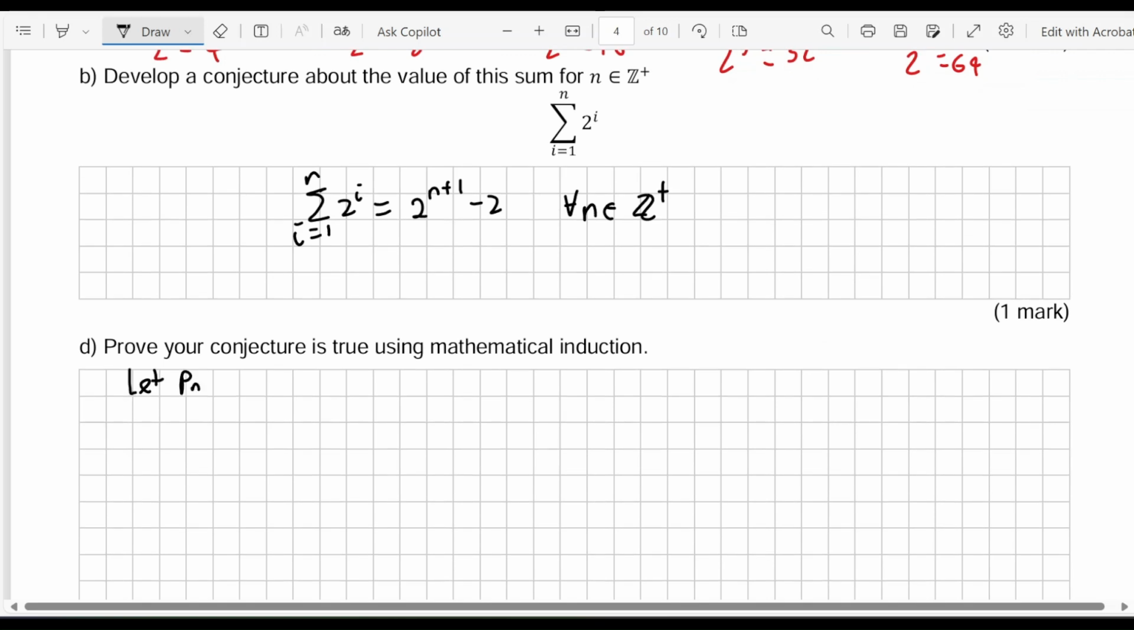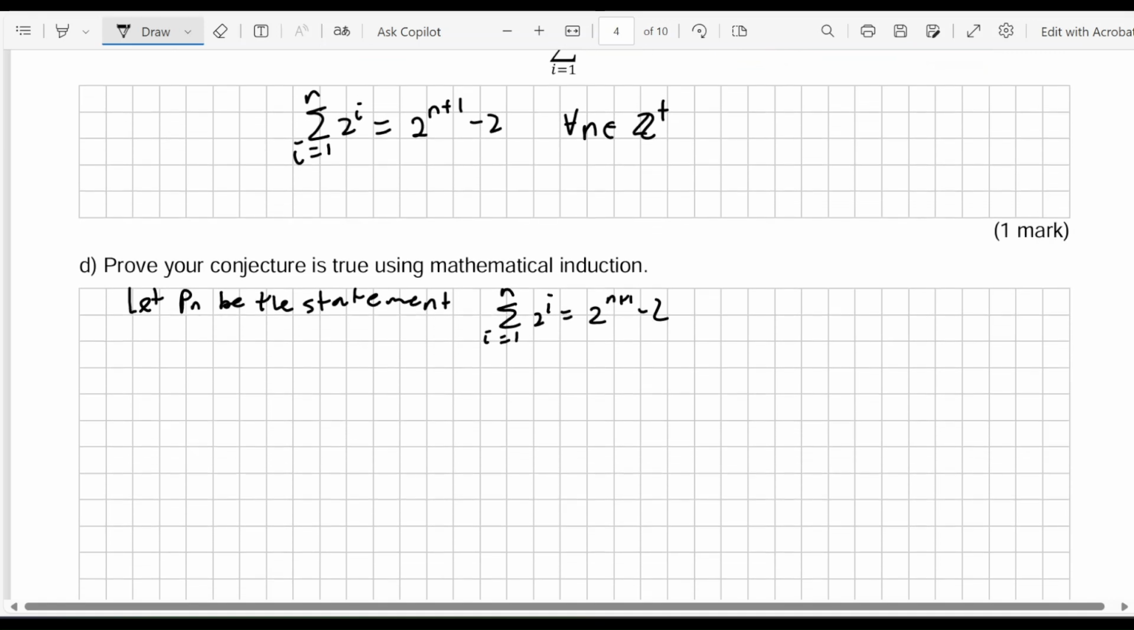Let P(n) be the statement. It's a bit annoying that you do have to do this, but it's very important notation-wise. The sum from i equals 1 to n of 2 to the i is 2 to the n plus 1, take 2. So for P(1), now that we're doing some inductions, we can start looking at the left-hand side and the right-hand side.